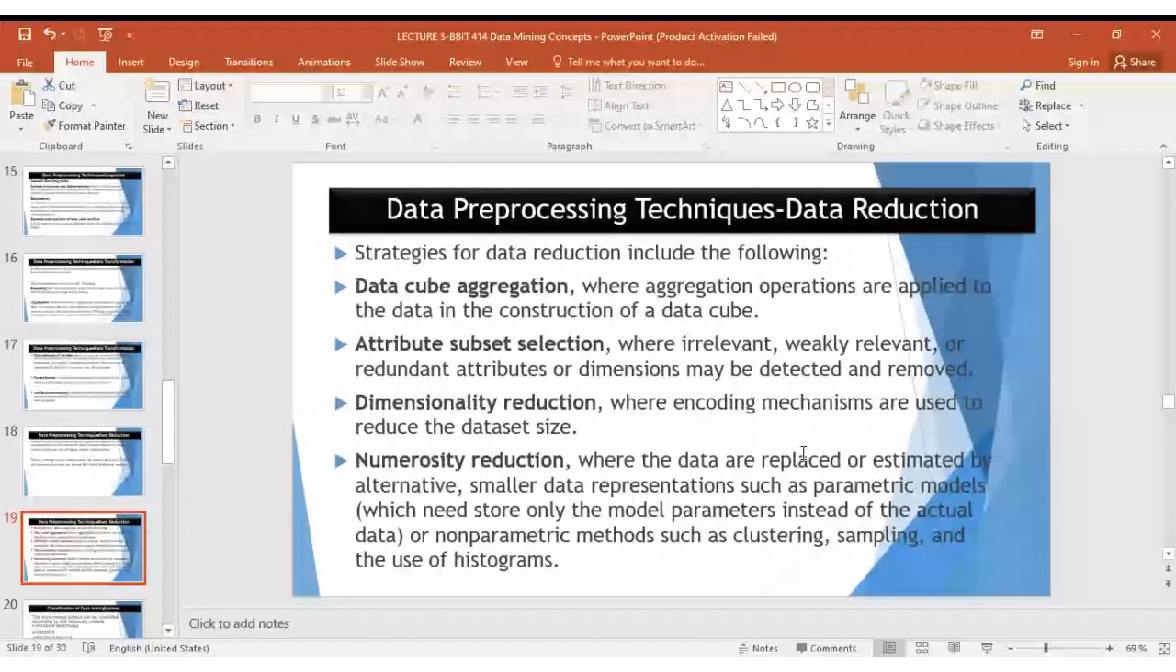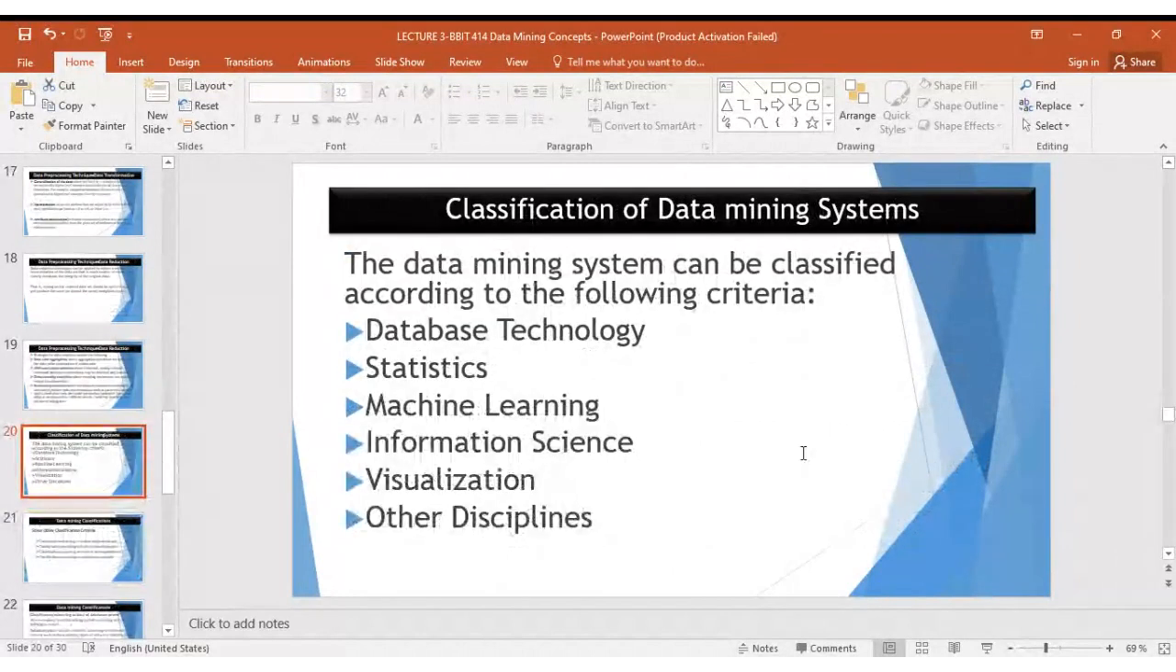So for data reduction, these are things I would want you to also look at: some of the strategies you can use. This could be data cube aggregation, where aggregation operations are applied to the data in the construction of a data cube, and the data cube may be sort of like clustering the data. Also attribute subset reduction, dimensionality reduction, and numerosity reduction. Those are some of the techniques that we can use, and you can dig deeper into that.